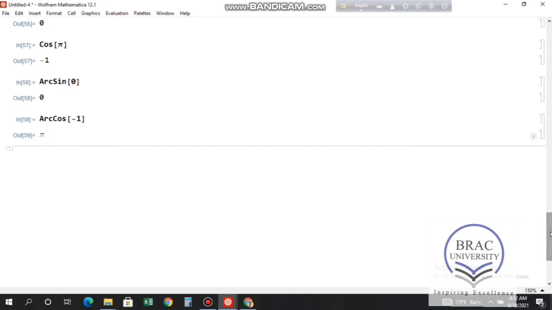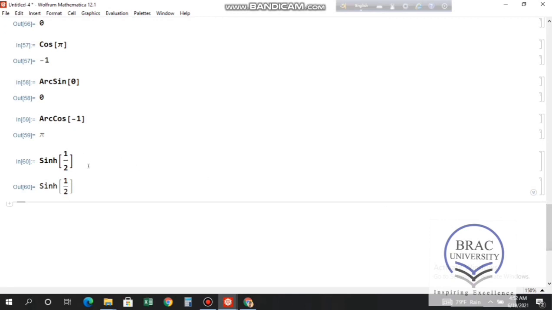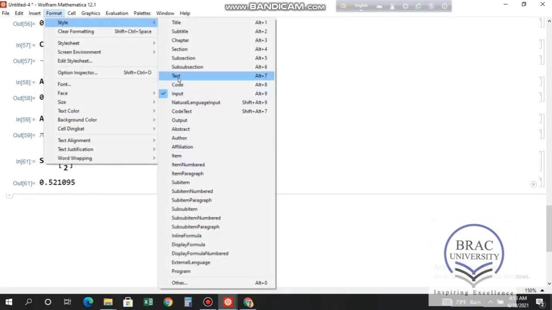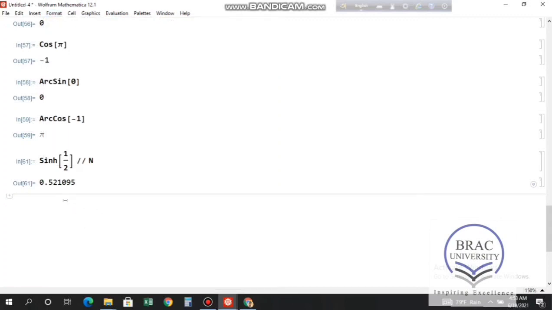Now let's write the hyperbolic functions. Let's write sine hyperbolic of half, which is Sinh of half. Let's just take the numerical value. So Sinh of half is this numerical value. If you don't remember the expression of sinh of x, I'm writing this in the text mode. Let me just write it in the input mode and then I will convert it to the text mode. So sinh of x is basically e to the power x minus e to the power minus x, divided by 2.